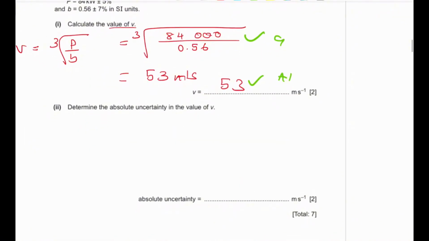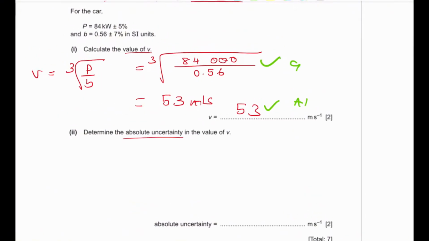Next we've been asked to determine the absolute uncertainty in the value of v itself. So how do you find this? Well, we know that the uncertainty in v, so let's first find the percentage uncertainty. Why the percentage?